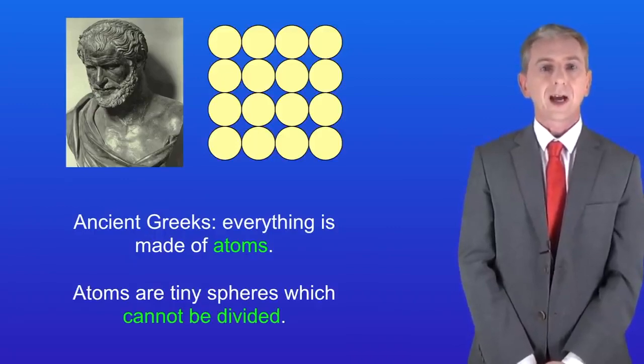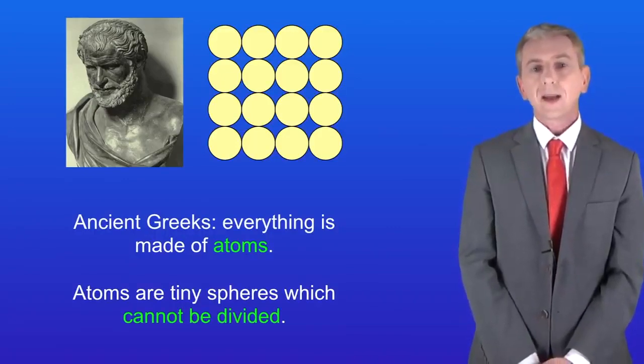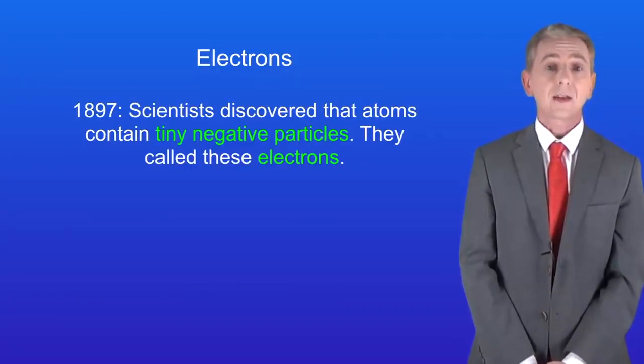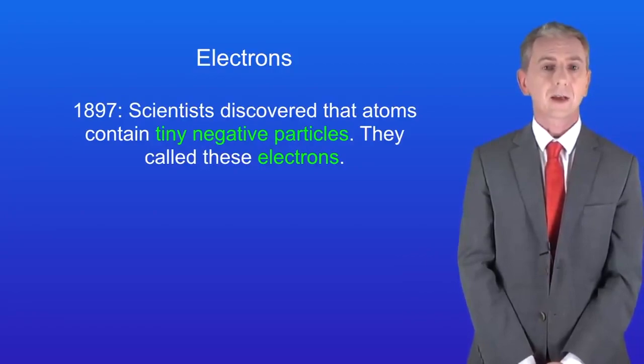Now, thousands of years ago, the ancient Greeks believed that everything is made of atoms. They thought that atoms are tiny spheres that can't be divided. That idea was accepted for hundreds of years. However, in 1897, scientists discovered that atoms contain tiny negative particles.